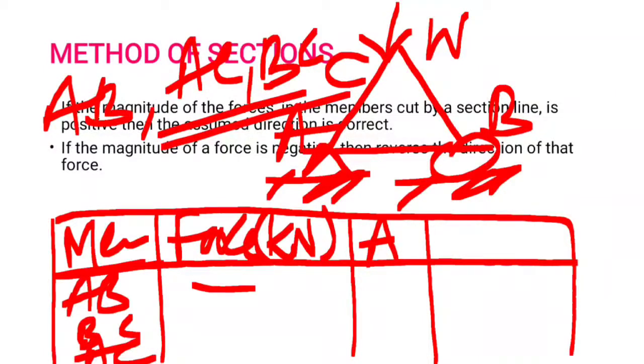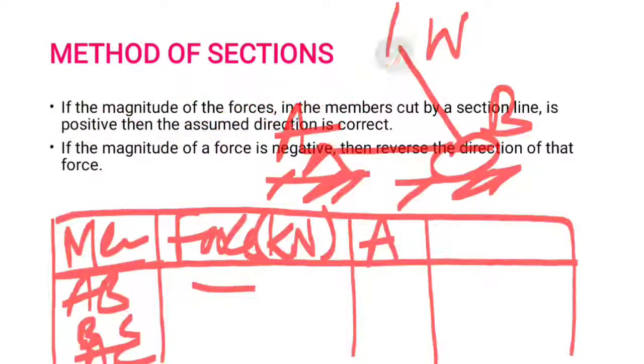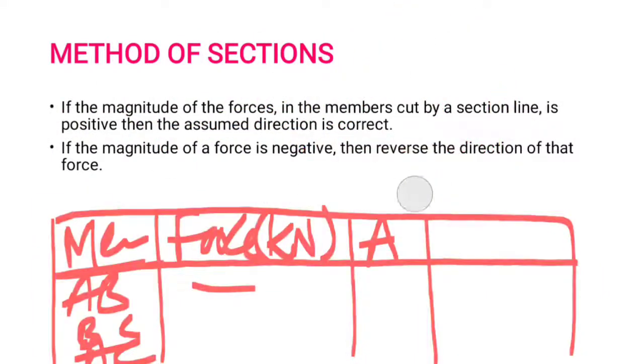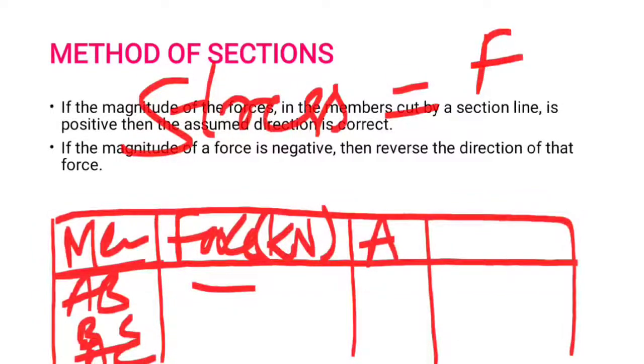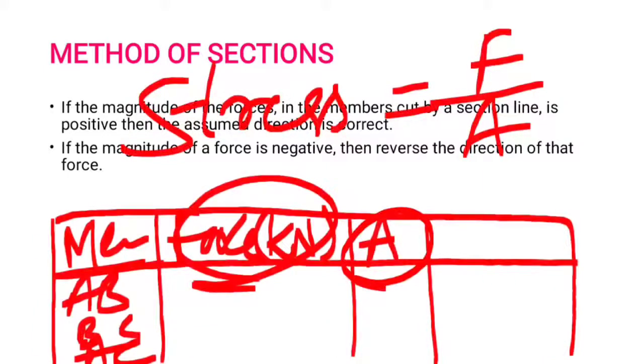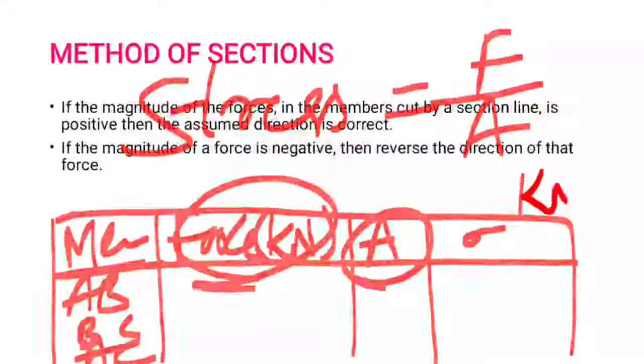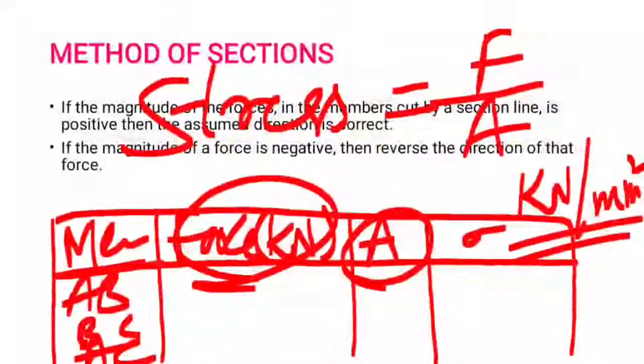Okay, we know the formula for the stress. Stress is equal to force by area. Simple. We have a force value, we have area. We calculate the stress value in kilonewton per mm square. Area value will be in mm square, force in kilonewtons. We can calculate the stress value easily.